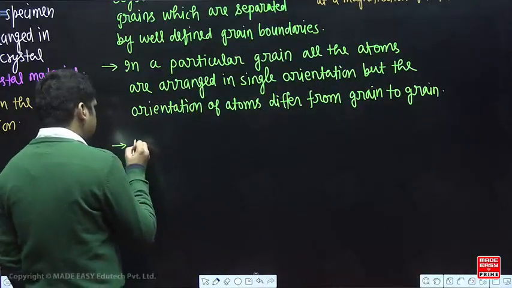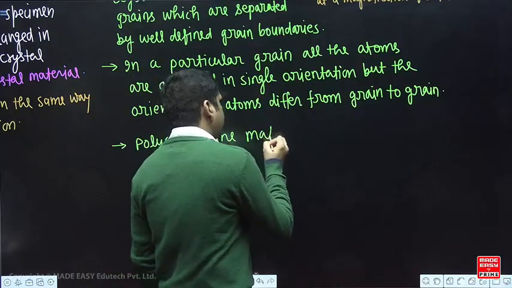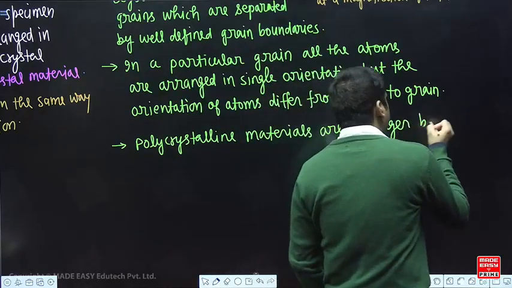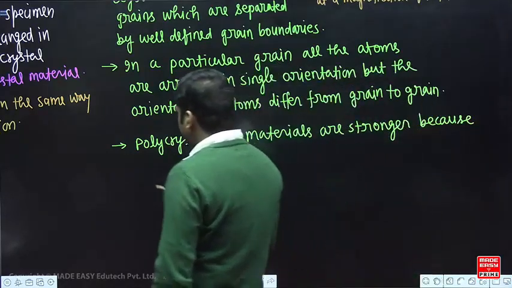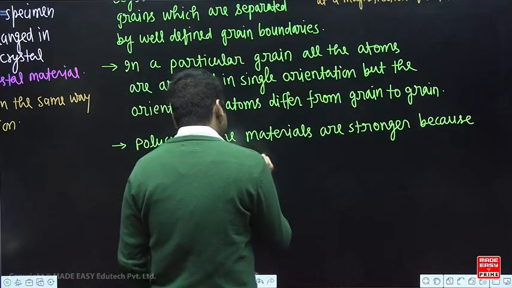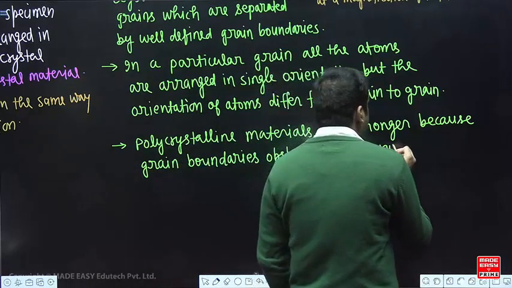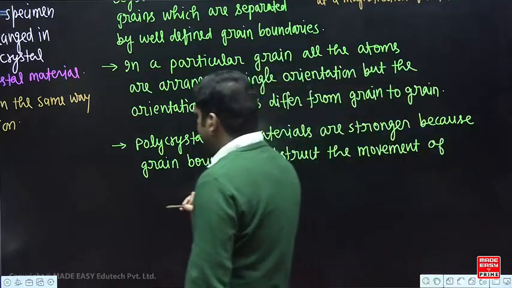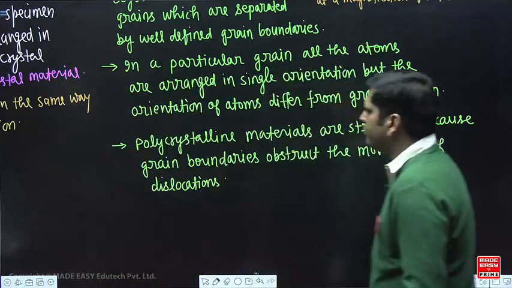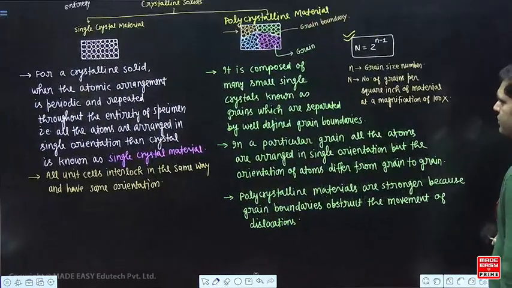Polycrystalline materials are stronger because grain boundaries obstruct the movement of dislocations. Please note this down.